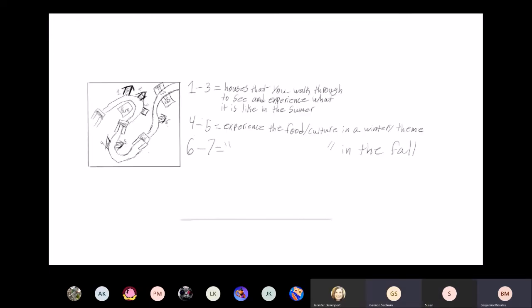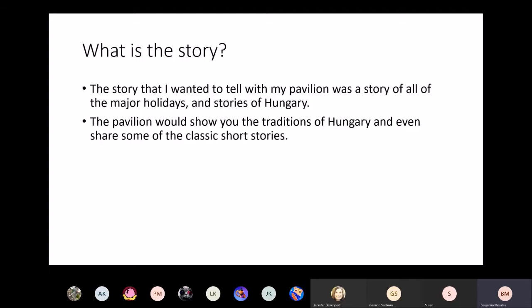So the pavilion. This was my original sketch for it. It was not very artistic, and I was basically going to take you through a series of houses and buildings that would just show you stories and traditions in the traditional Hungarian culture. So the pavilion would show you the traditions, and I wanted to tell you and basically take you through the stories, like traditional stories. So if there was like a story that's mainly told to children when they're born, then maybe you'd take you through that and have you experience that.